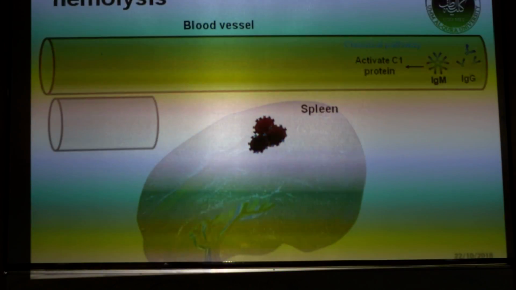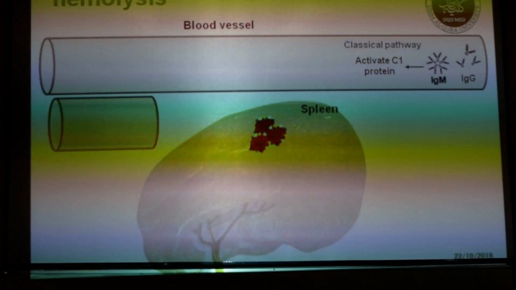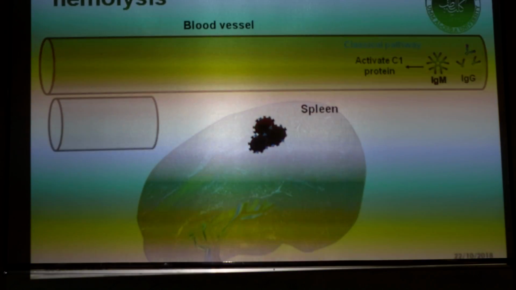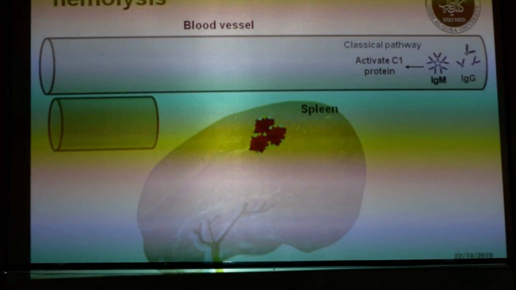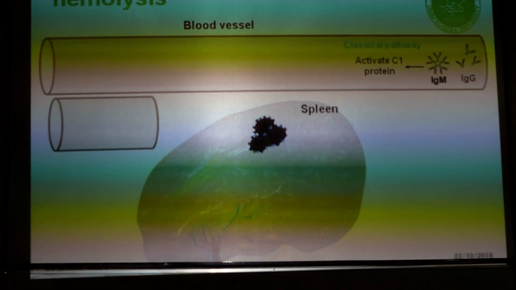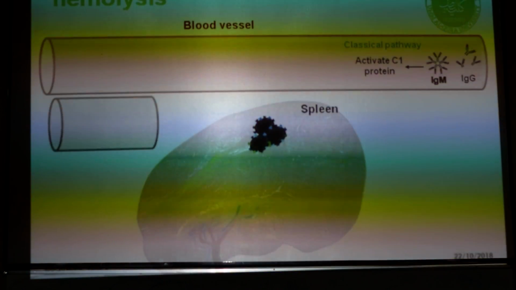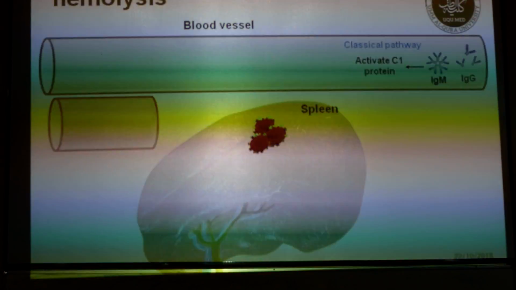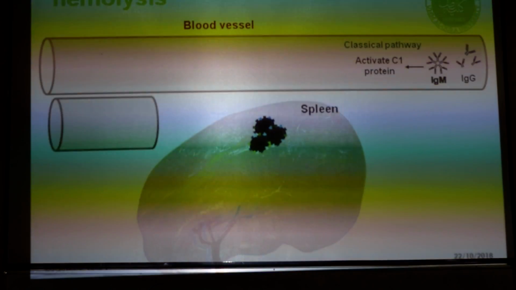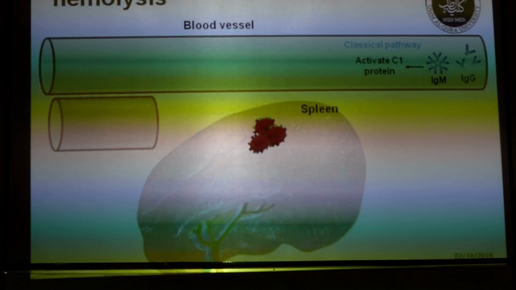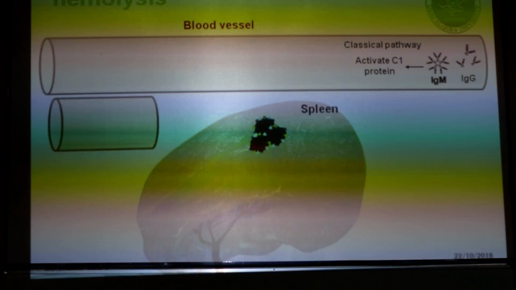No, my question is that red blood cells have got whatever antigen, okay? A, B, or RH antigen. In RH incompatibility there is IgG. In ABO incompatibility there is IgM. Why? There must be some reason.